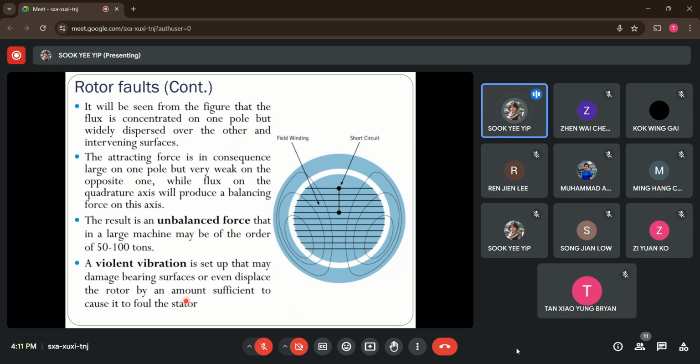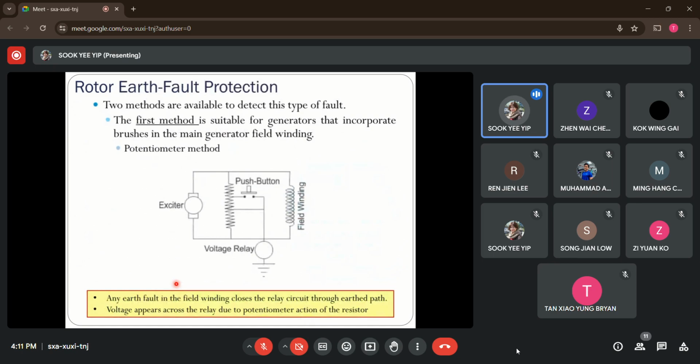Okay, so now what can we do to deal with this? The solutions you can find in the next slide. We have two ways to detect such kinds of problems. One is known as the potentiometer method. Potentiometer means you add a resistance across it. This method is only suitable for generators that have brushes in the main generator's field winding, so it must have these components to use this method.